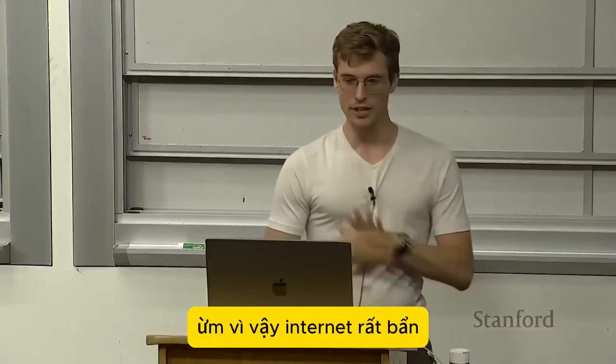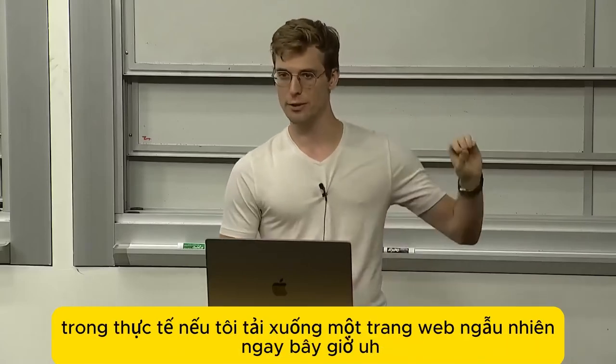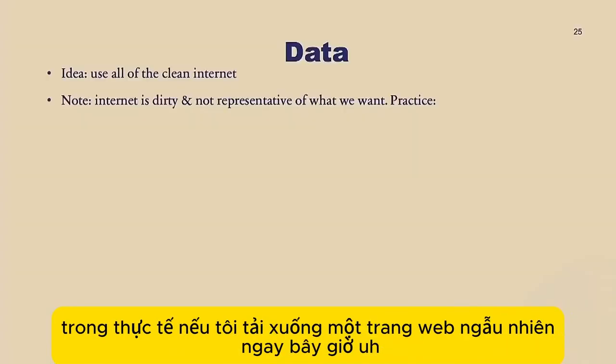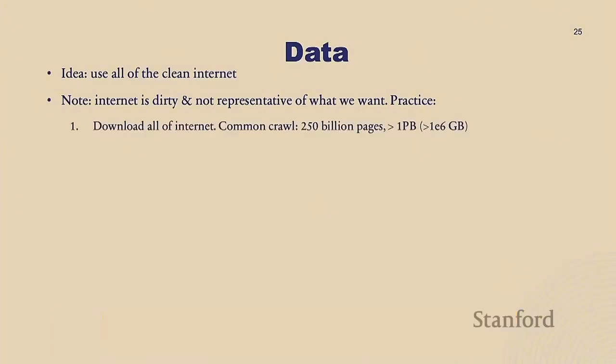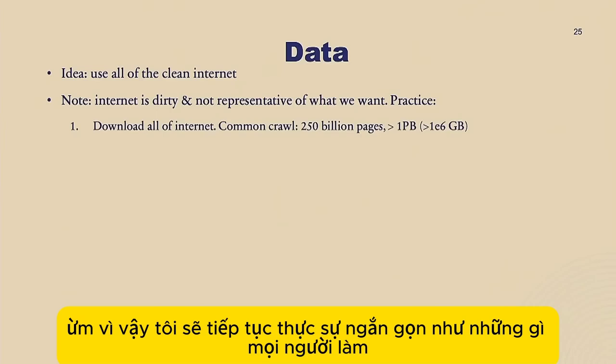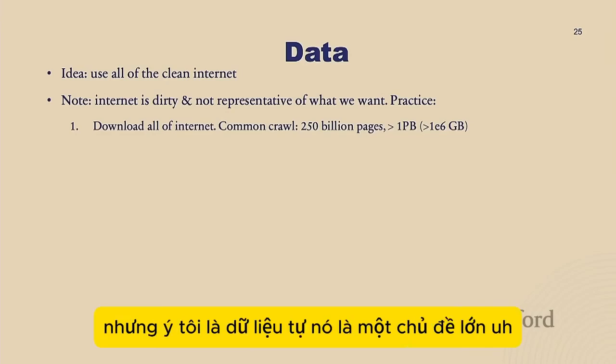So internet is very dirty and really not representative of what we want in practice. If I download a random website right now, you would be shocked at what is in there. It's definitely not your Wikipedia. So I'll go really briefly on what people do. I can answer some questions, but data on its own is a huge topic.